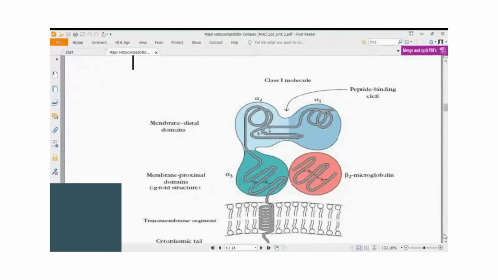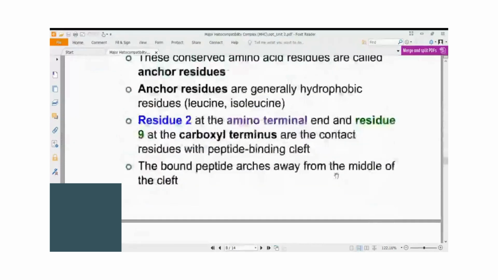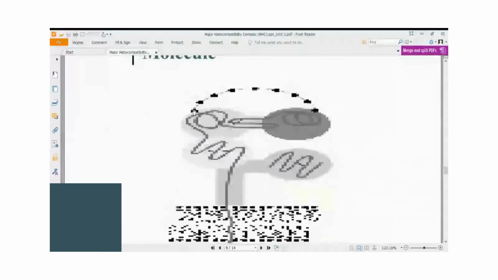The bound peptide, that is, which is bound to the class 1 MHC, generally arches away in this manner. Okay, like it is in a convex manner. So the second amino acid lodges, anchors, ninth amino acid lodges. In between amino acids do not associate, and it will be a convex appearance of the antigen peptide. And that is what makes it an efficient peptide presenting molecule.